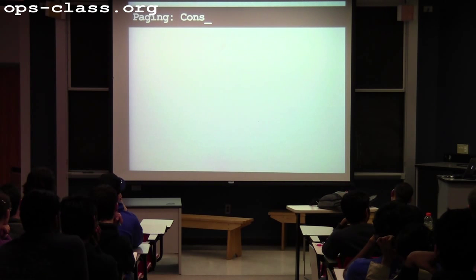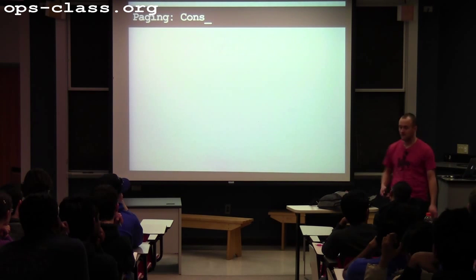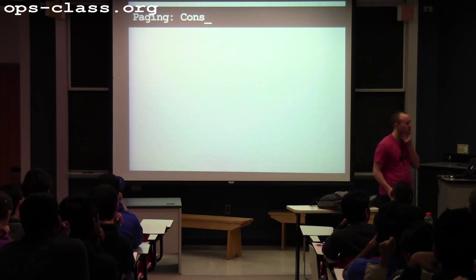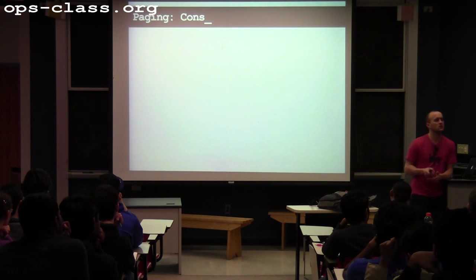Okay, problems with paging. Yeah, Adam. Is there a lot of overhead to allocate a page? Why would there be overhead to allocate a page as opposed to a segment?